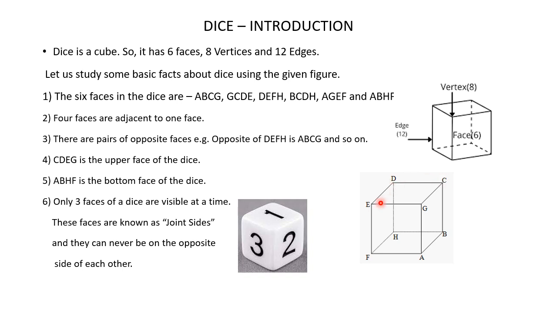Now CDEG is the upper face of the dice. ABHF is the bottom face of the dice. Now only 3 faces of a dice are visible at a time, as you can see in this diagram. These 3 faces are known as the joint sides and they can never be on the opposite side of each other.